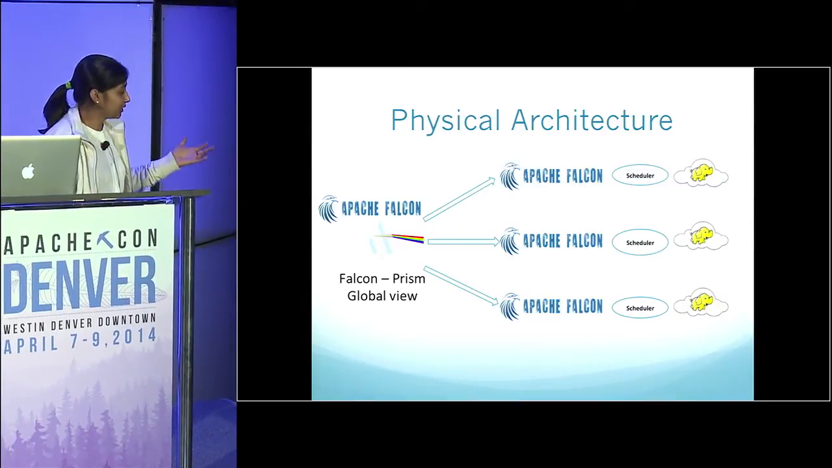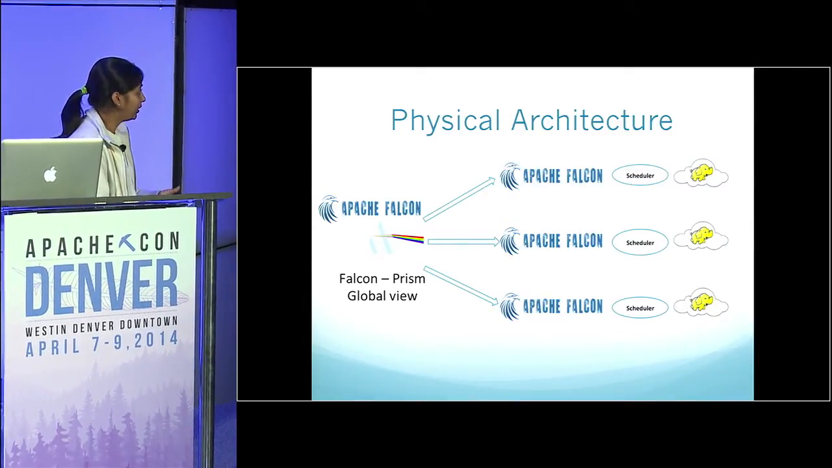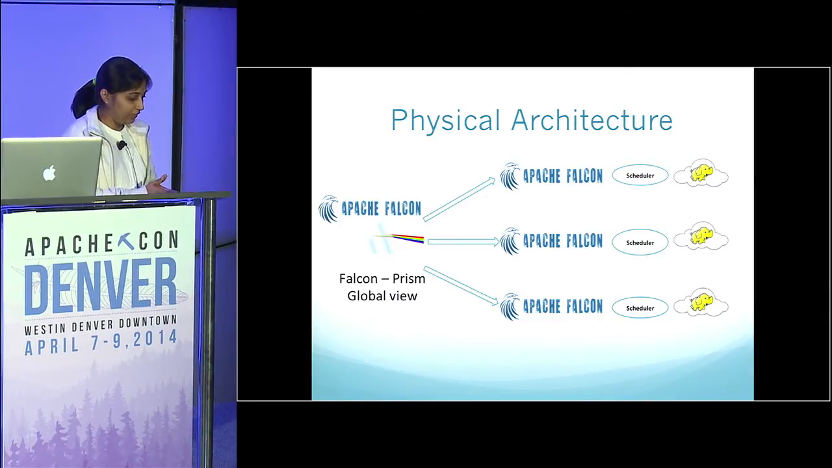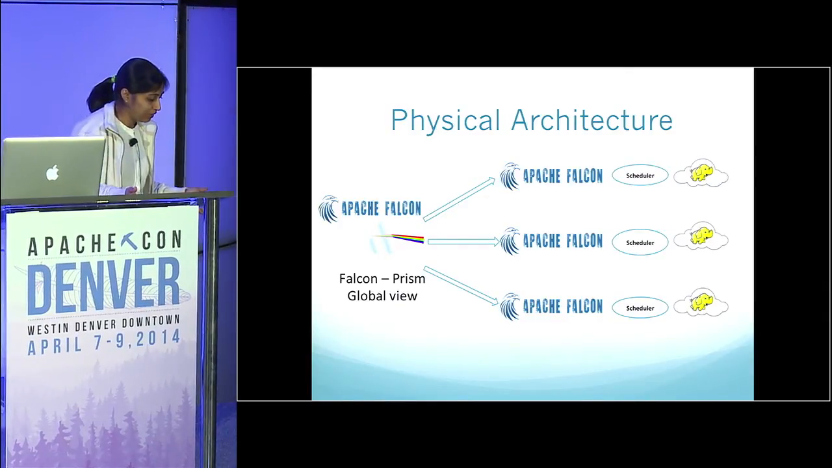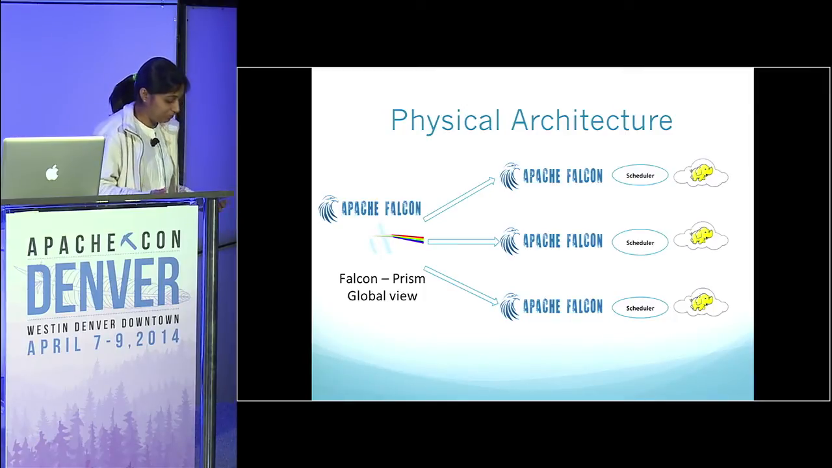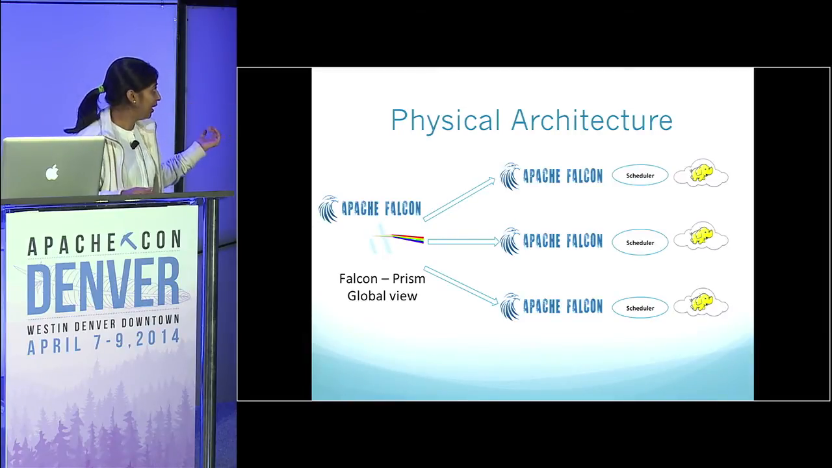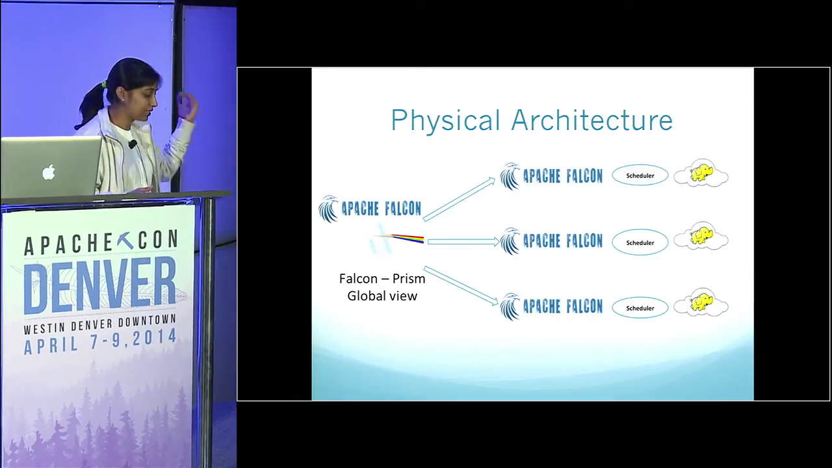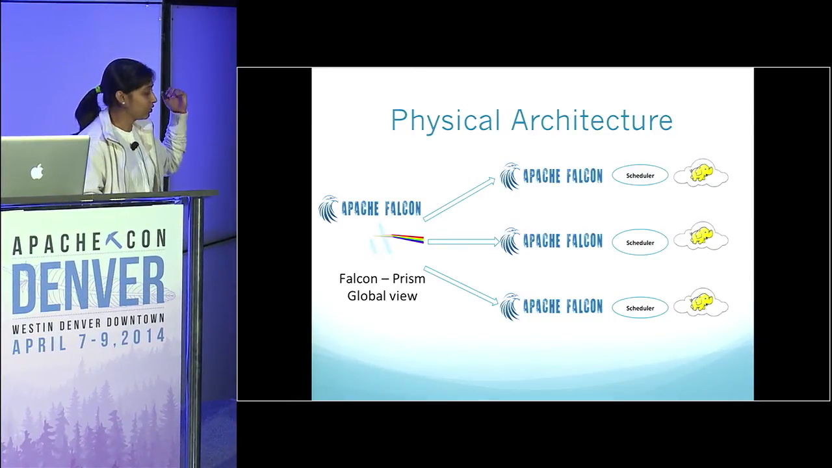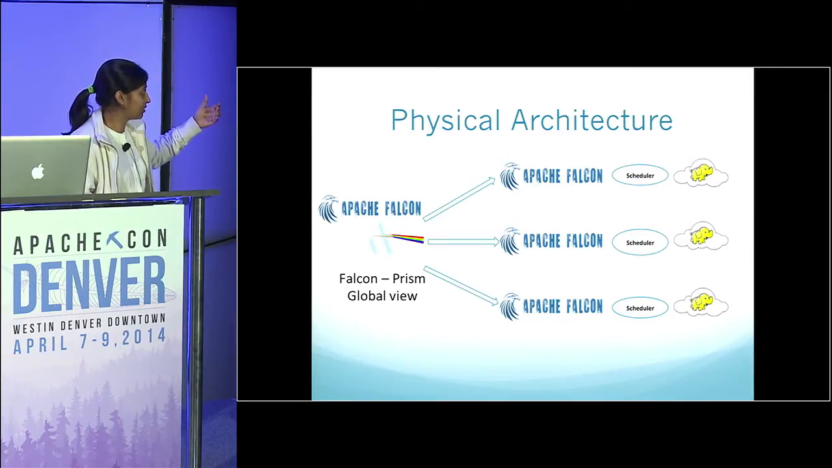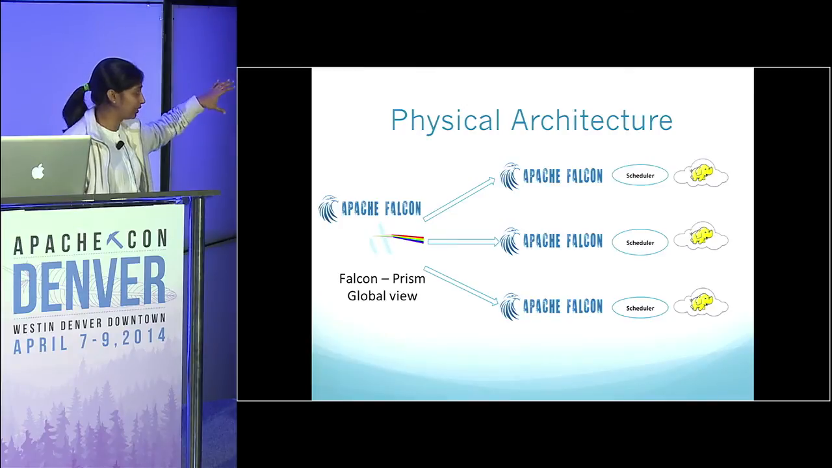So this is the physical architecture of how Falcon is deployed across multiple clusters. When you have a global business which spans multiple geographical locations, you'll end up setting up different data centers for latency reasons. So you'll have different Hadoop clusters available in different data centers. The application servers stream the data into the Hadoop clusters, and you want to do processing on each of the local clusters as well. So it's possible to have multiple clusters set up with Falcon.